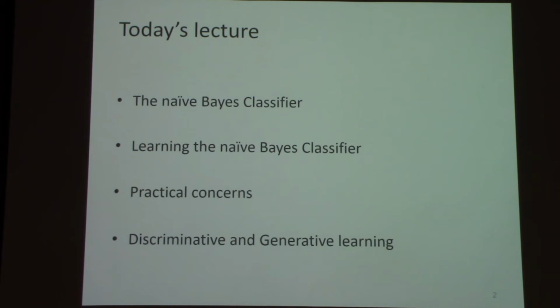So we're going to take a look at what the naive Bayes classifier is, how we can learn it. If time permits, we'll get into practical concerns and we'll get into one of these other big ideas in machine learning, which is the difference between what is called generative and discriminative models. And this will give us a good segue to logistic regression, because the naive Bayes is going to be our first generative model that we see.